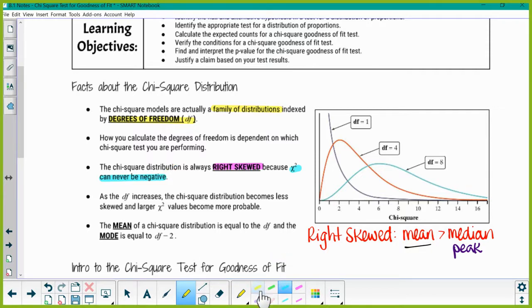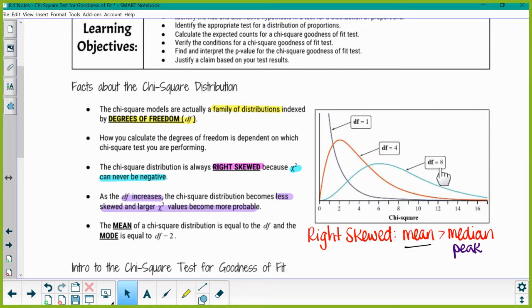And another thing to note about the distribution, as degrees of freedom increase, we're going to become less skewed and larger chi-squared values become more probable. As you can tell, I have 3 examples for what a degree of freedom could be. We have 1, we have 4, and we have 8. If we look at our degree of freedom 1 curve, it has a really, really high peak. We can't even see it. And then as we get down to degree of freedom of 4, our peak starts to flatten a little bit. However, these higher values are less probable for chi-squared.